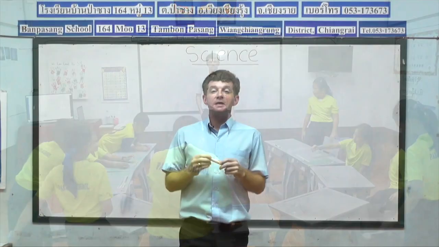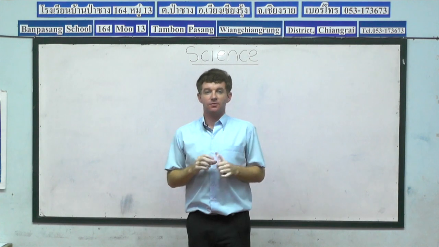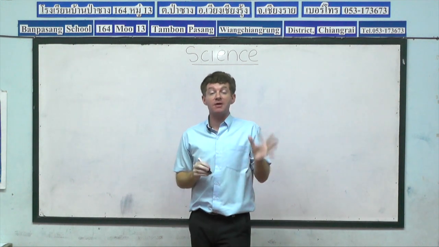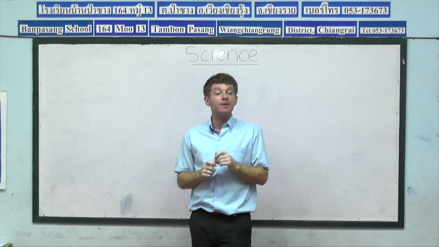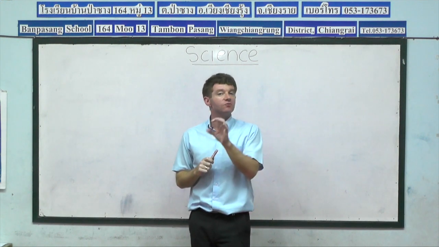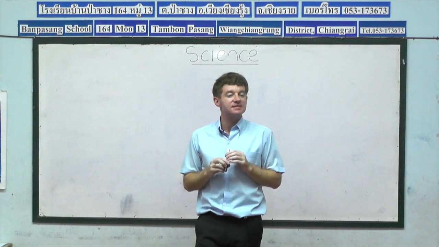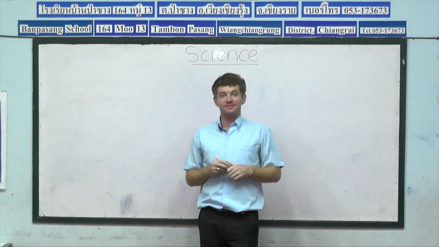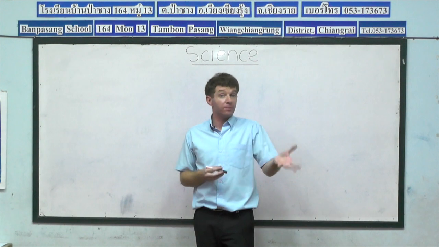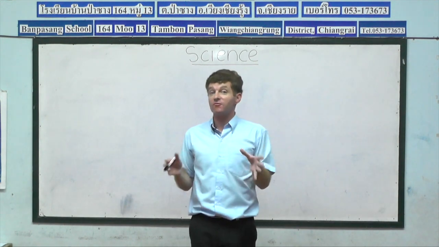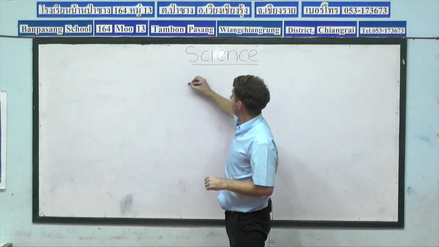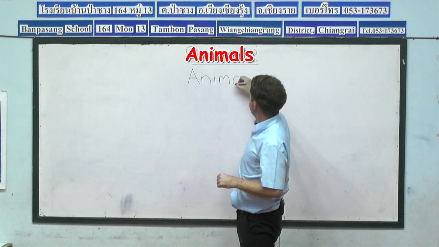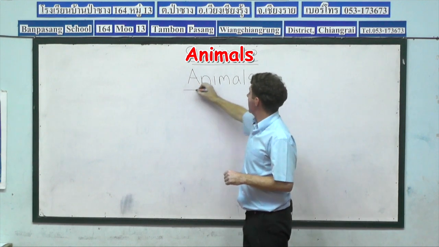Excellent. Have a seat. We've been learning about living things, the different types of living things on our planet. And yesterday, in the previous lesson, we began learning about another type of living thing. If we go to the zoo, what type of living things are we likely to see? Animals. Excellent. If we go to the zoo and other places such as farms, we will see lots of different animals. So let's put on the board first animals. A-N-I-M-A-L-S. Animals.